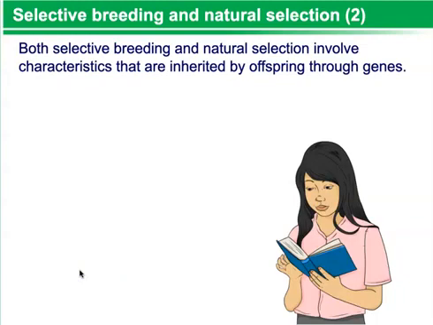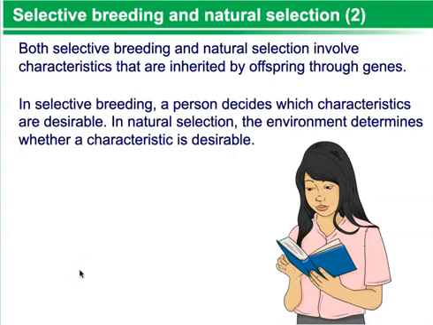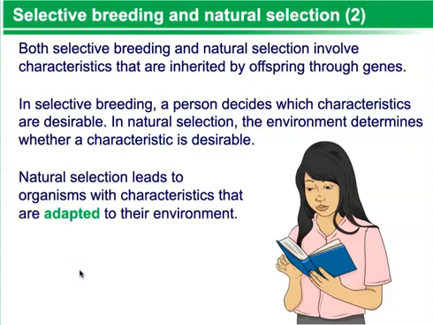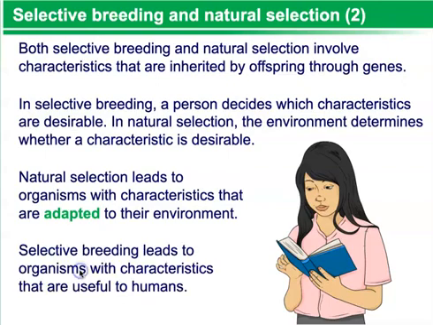Both selective breeding and natural selection involve characteristics that are inherited by offspring through genes. In selective breeding, a person decides which characteristics are desirable. In natural selection, the environment determines whether a characteristic is desirable. Natural selection leads to organisms with characteristics that are adapted to their environment. Selective breeding leads to organisms with characteristics that are useful to humans.